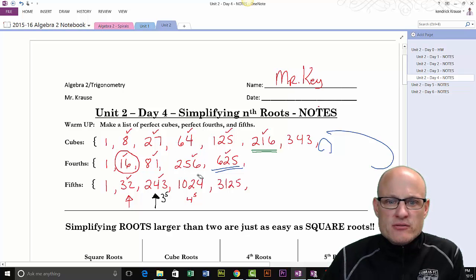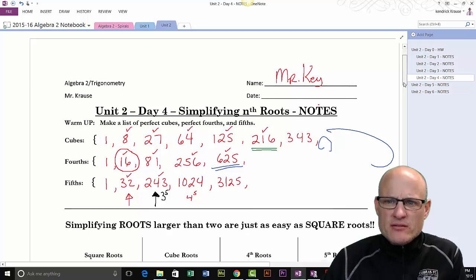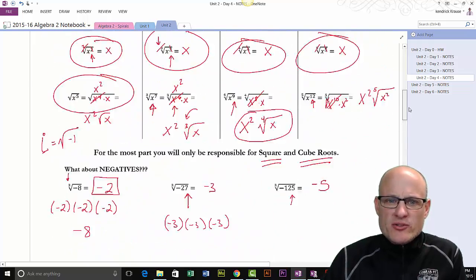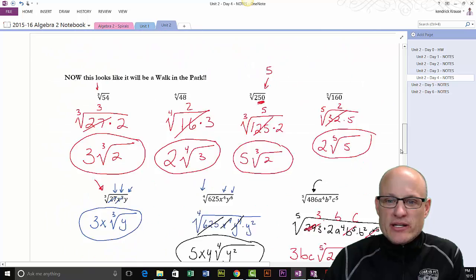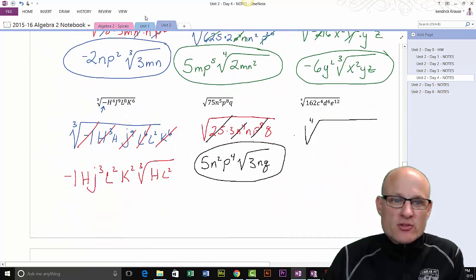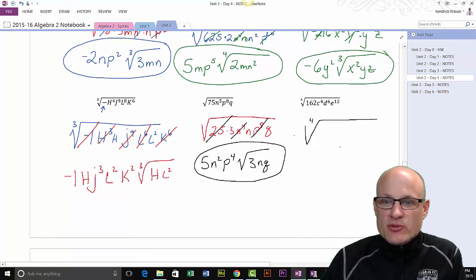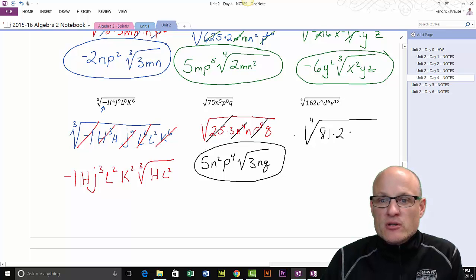So, what number was that? 162. So it's either got to be 81 or 16. And what you'll find out is it's 81. 81 times 2. So let me go back. 81 times 2. Almost got that one messed up. 81 times 2, because the 4th root of 81 is okay. Now we're looking for groups of 4. C to the 4th is okay. D to the 4th, D squared. And E to the 12th is okay, because that's a multiple of 4.